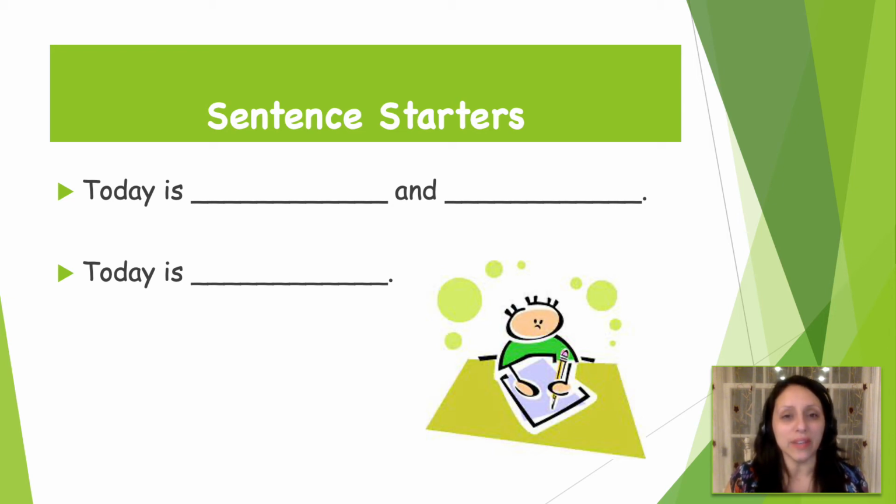Let's take a look at the next sentence starter. The next sentence starter says, today is blank. Again, on that blank, you can write what the weather is like outside. So you can use either of those sentence starters to help you record what the weather is like outside.